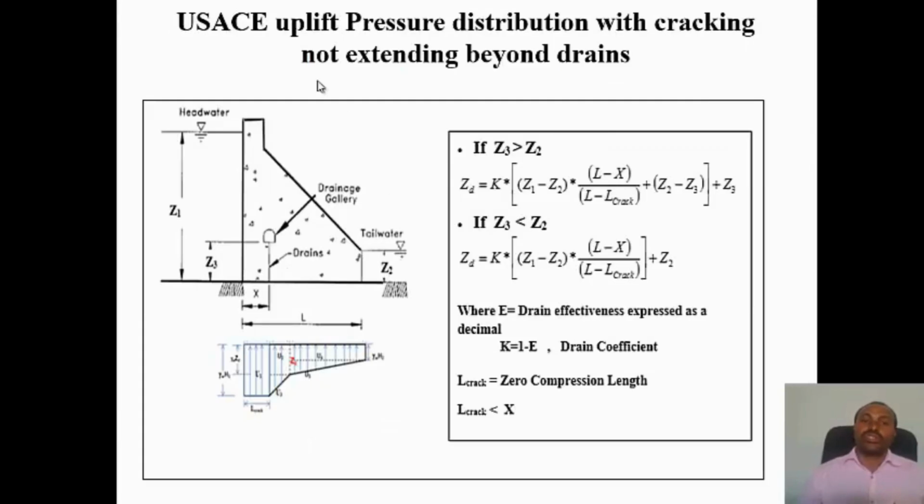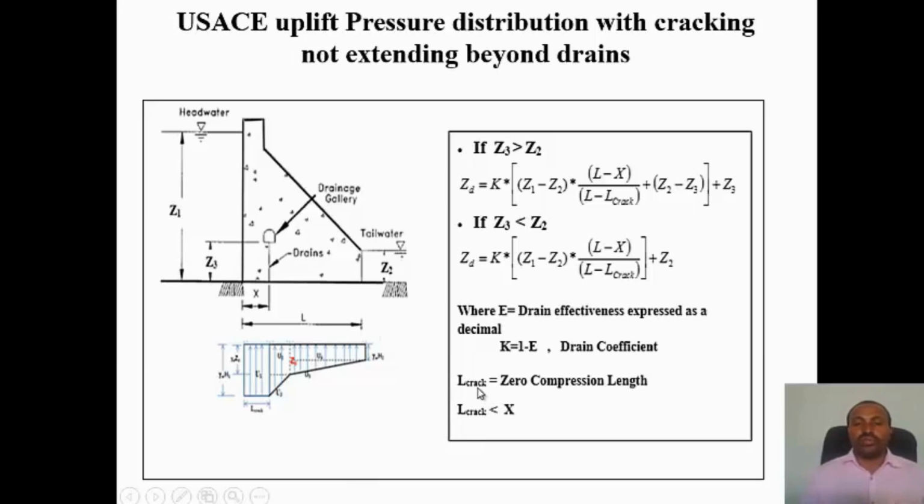Okay, the next one is with cracking. So the uplift pressure distribution with cracking not extending beyond drain. This is as we have seen in the previous uplift pressure distribution. If you have crack length not extending beyond the gallery position, you will use this equation. If Z3 is more than, you will use this equation. Otherwise, if Z3 is less than, you will use this equation. So X is the drainage gallery position, L crack is the length of crack, and L is the bottom dimension of the dam. So the rest as usual.